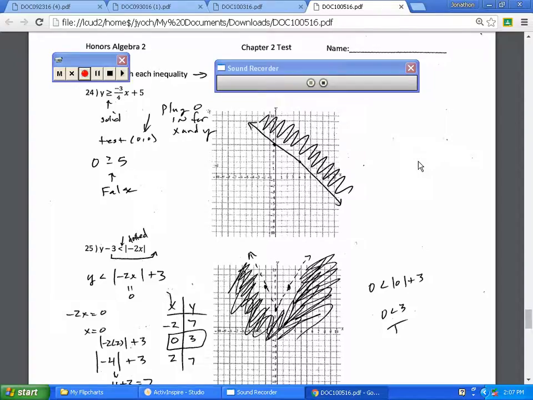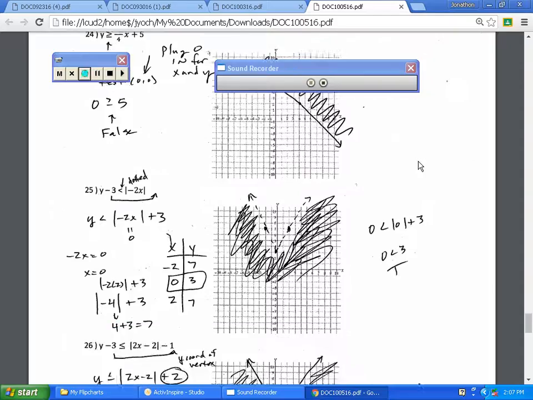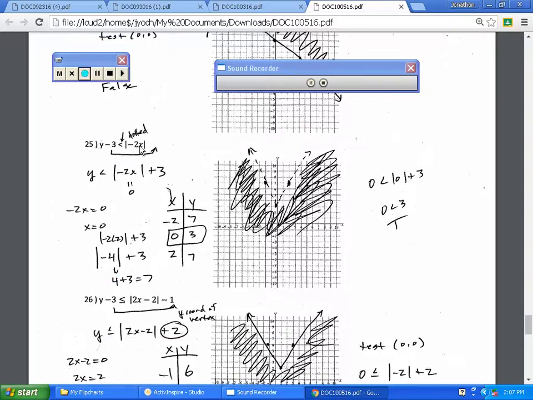Alright, again, like I told you, I made 25 and 26 a little bit easier tomorrow. But here, just add 3 to both sides. Set what's on the inside equal to 0. You get x is 0. 3 is the y-coordinate of the vertex. 2 to the left, 2 to the right.